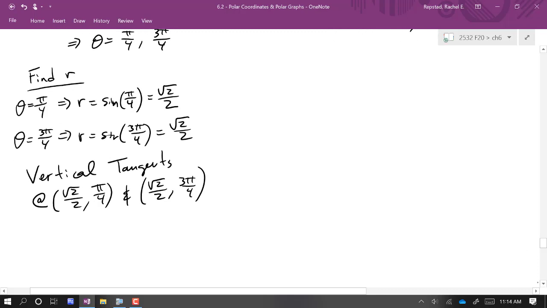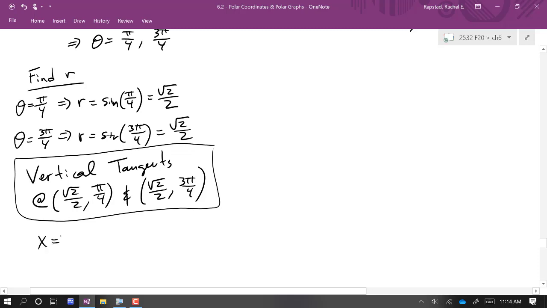Now vertical, since they're vertical lines, we know they'll take on the form x equals a constant. So we know the vertical tangents happen here. If we want the equations of the lines, we simply get that using x equals r cosine theta. So that would be root 2 over 2 cosine pi over 4, and that'll give us 1/2 when we're done simplifying.